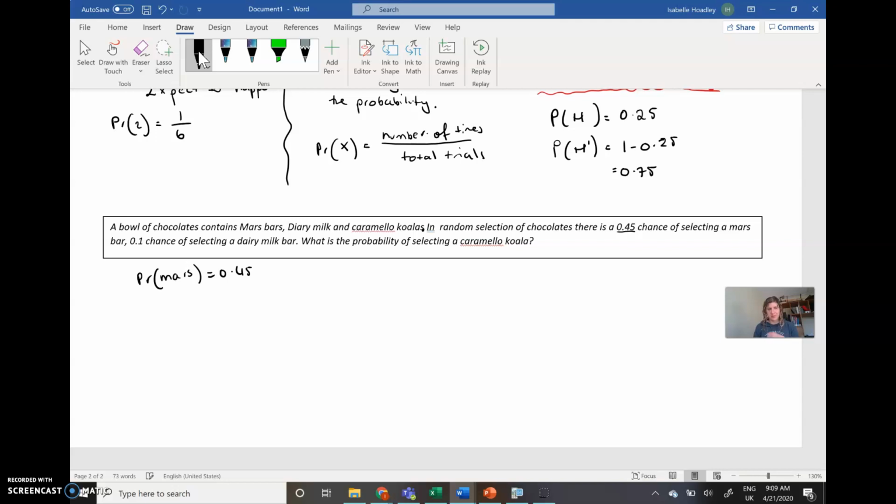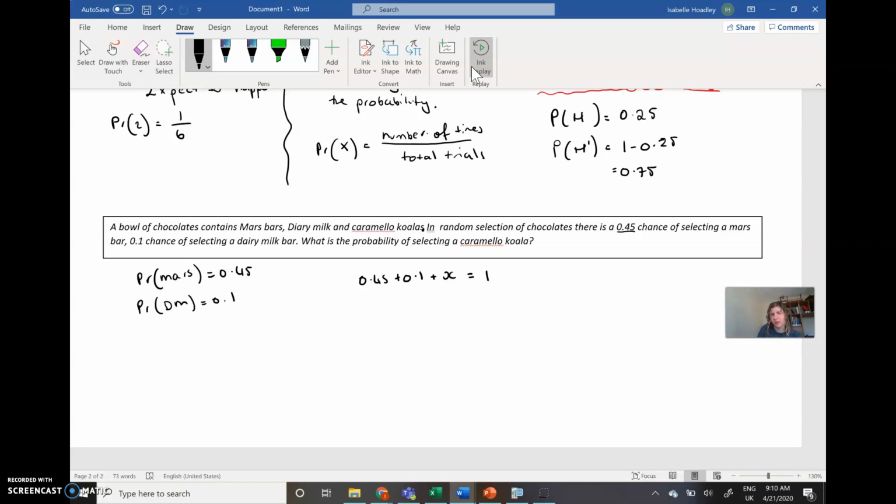There's a 0.1 chance of selecting a dairy milk. So I'm going to write probability dairy milk equals 0.1. What is the probability of selecting a caramello koala? So we know that there's 3 options, so these probabilities added together, I'm just going to call that X for the caramello koalas, have to add up to 1 because if you're selecting one of those chocolates, there's no chance that it could be anything else. You've only got 3 things to choose from. So the 3 probabilities added together have to add up to 1 or 100%. From here we can work this out.